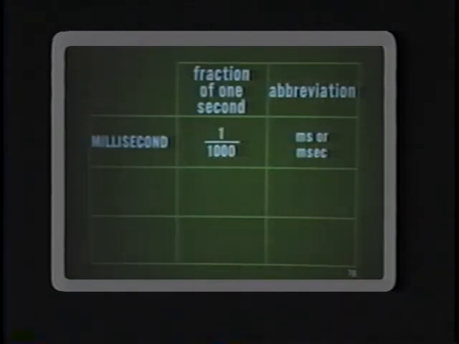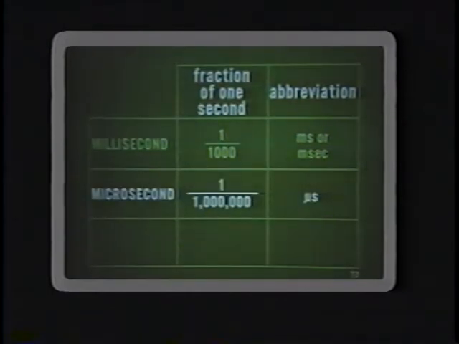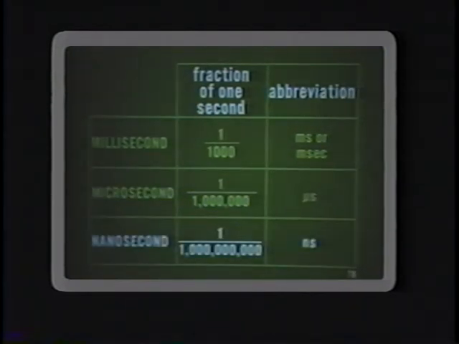A millisecond represents 1/1000th of a second. It's usually abbreviated MS or MSEC. A microsecond denotes 1/1,000,000th of a second and is abbreviated µS. The smallest unit, a nanosecond, represents 1/1,000,000,000th of a second. The abbreviation for nanosecond is NS.